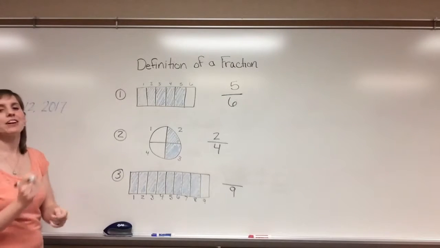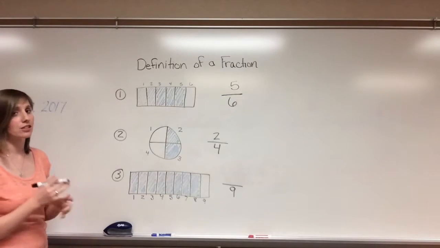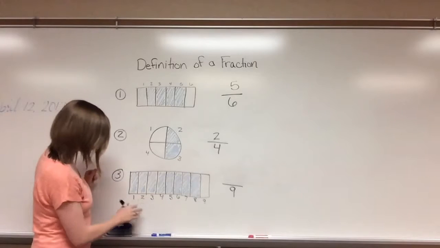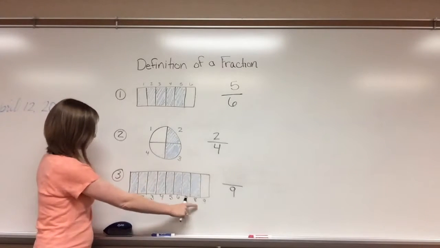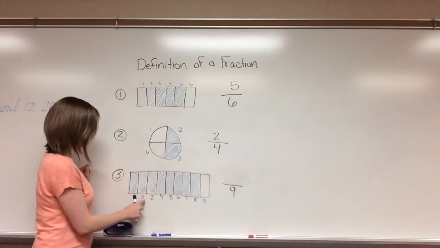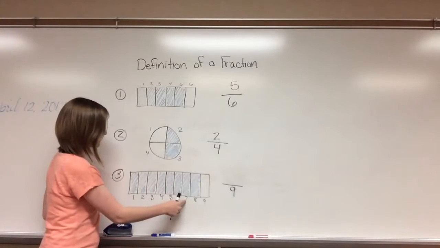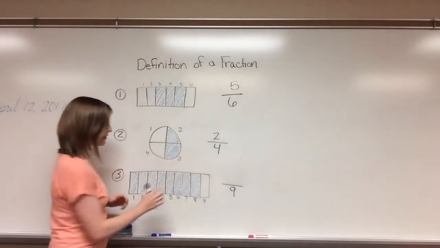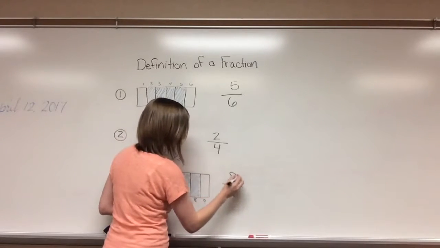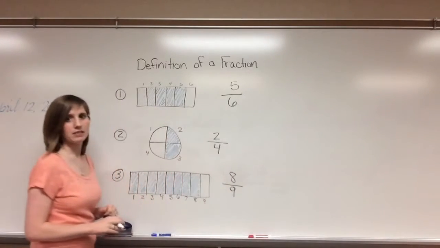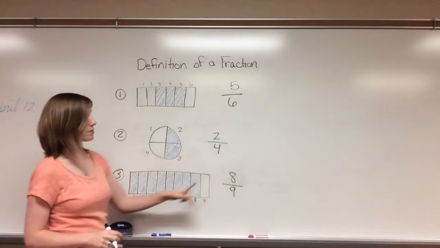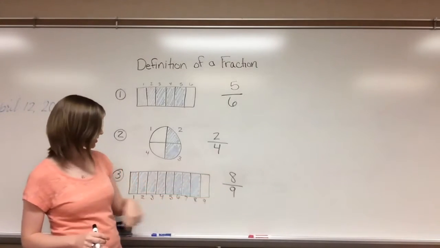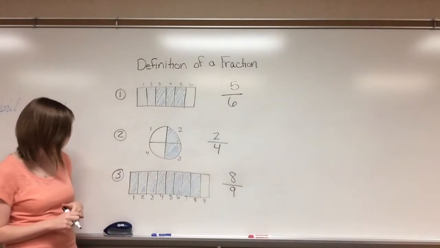After that, I want to figure out, okay, what part of this picture is shaded? So looking at my picture, we've already got our numbers here. We can count them up. 1, 2, 3, 4, 5, 6, 7, 8. 8 of the pieces are shaded. So my fraction is going to be 8 out of 9 pieces total are shaded. So that would be 8/9 is our fraction for problem number 3.